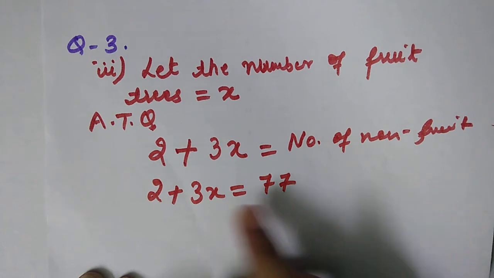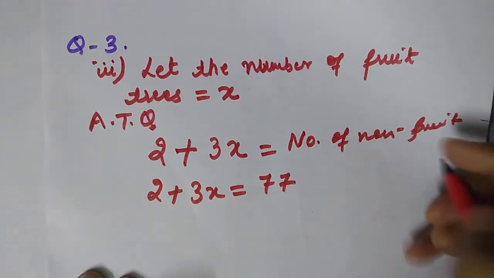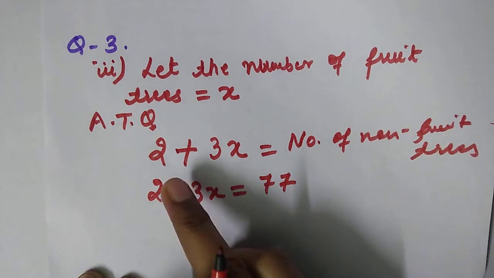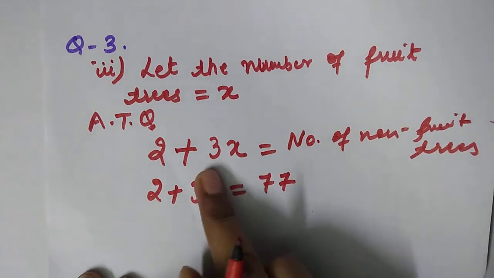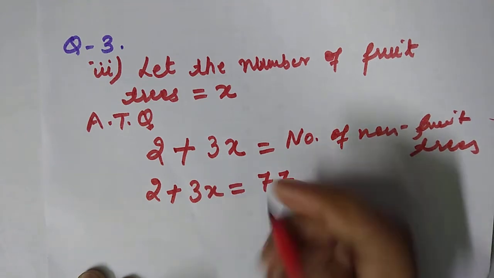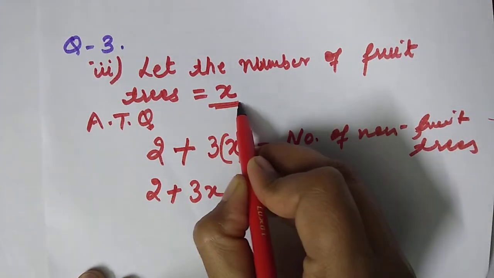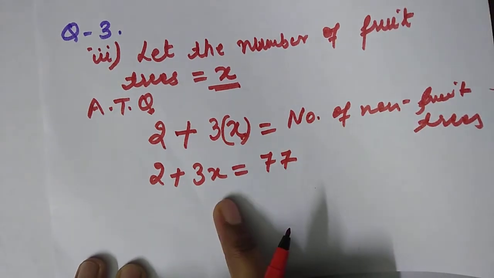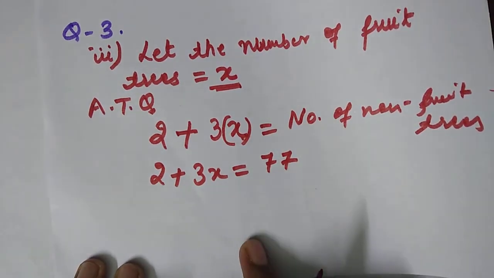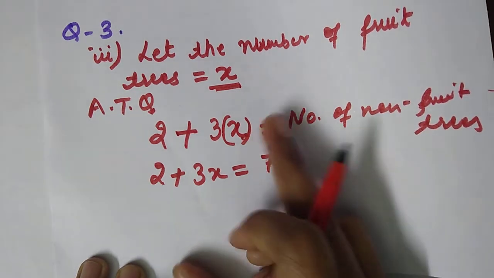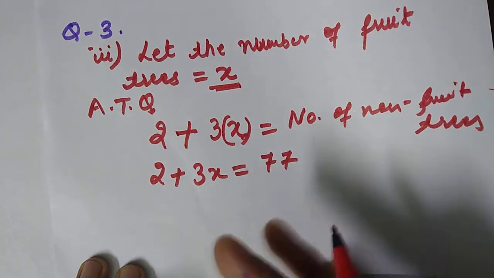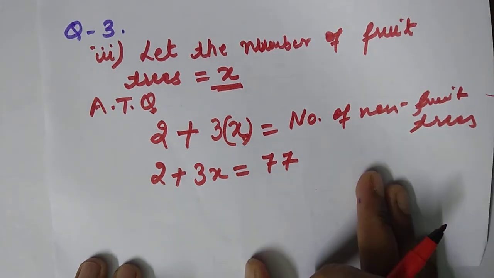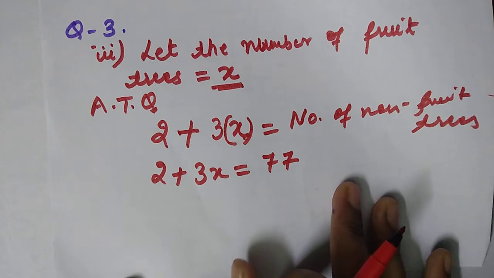It is given that the number of non-fruit trees were 2 more than 3 times the number of fruit trees. This is x, we have assumed the number of fruit trees, so this is the required equation. And now in this you need to find the value of x, and x is the number of fruit trees. This is what we need to find in this equation. Okay, so this is your question number 3, part 3rd. I hope it is clear.